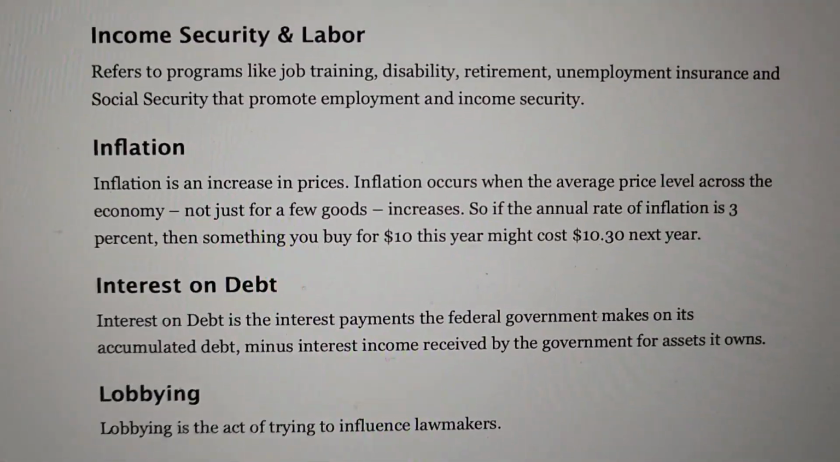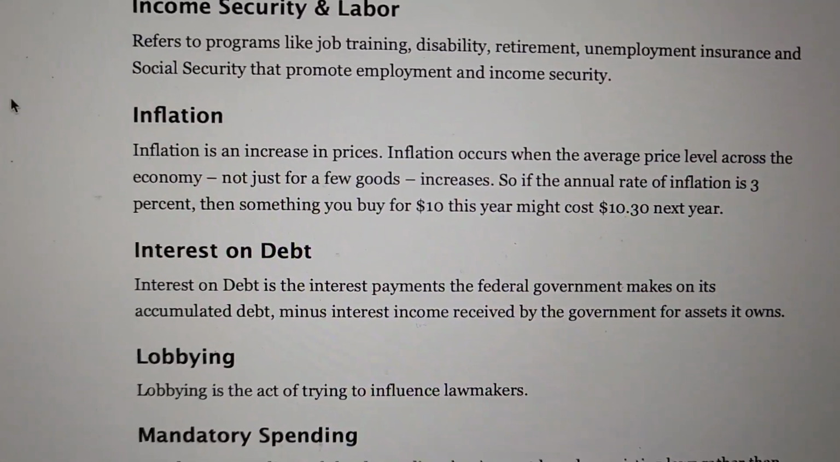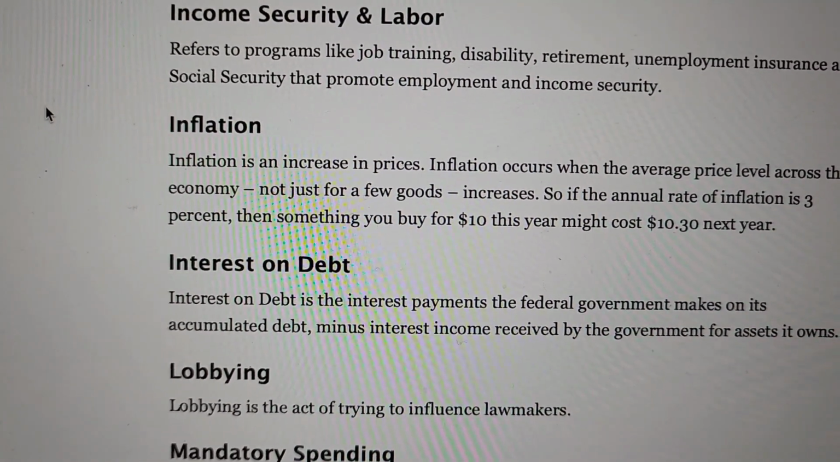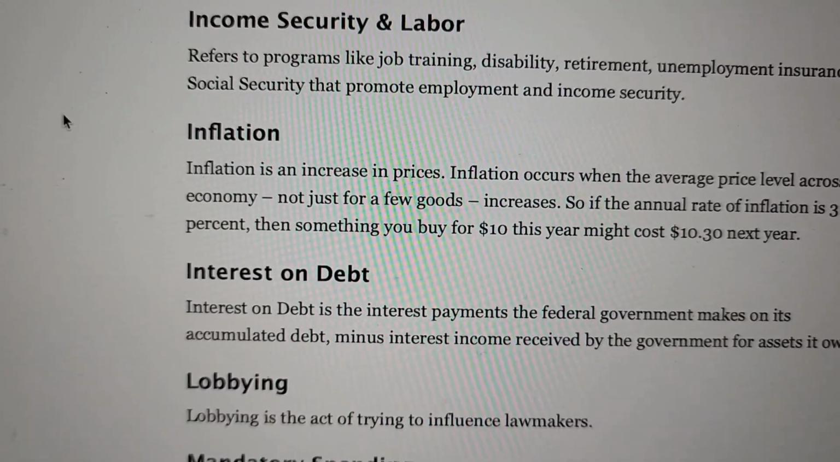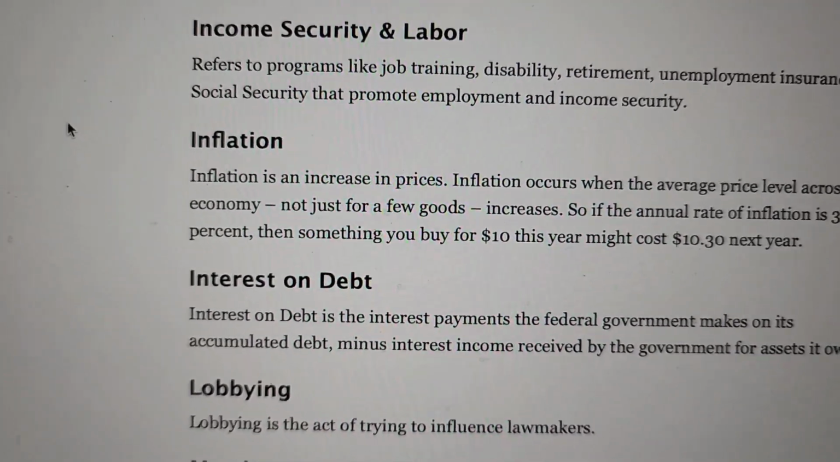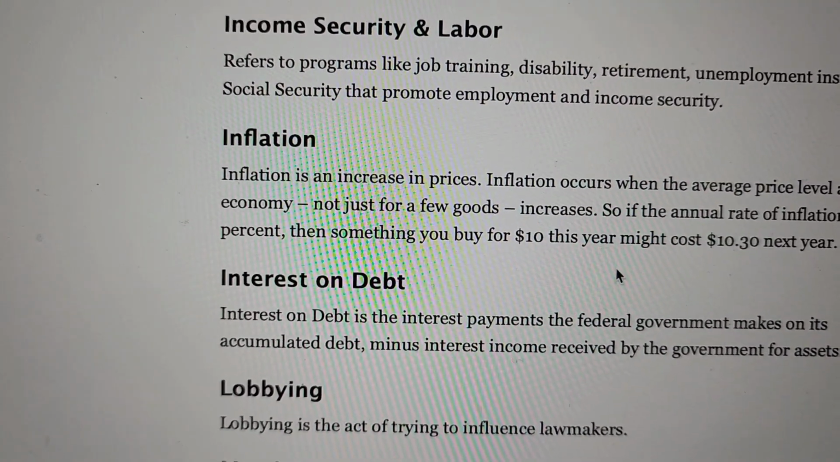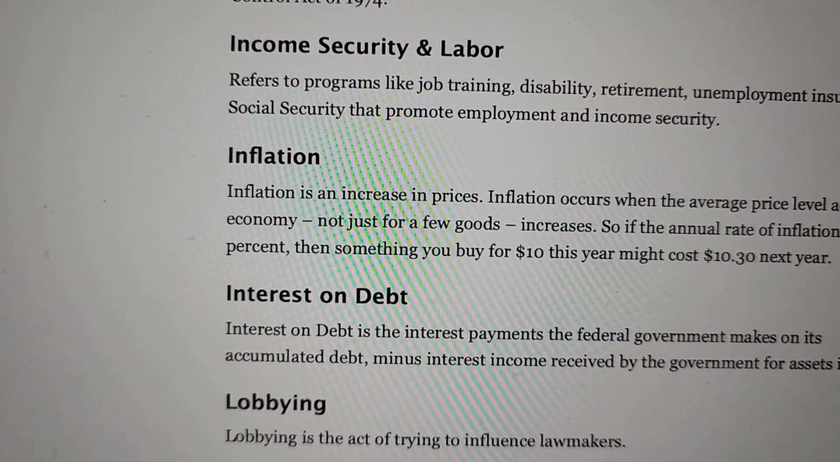And if we go to nationalpriorities.org, we see the definition for inflation. Inflation is an increase in prices. Inflation occurs when the average price level across the economy, not just for a few goods, increases. So if the annual rate of inflation is 3%, then something you buy for $10 this year might cost $10.30 the next year.